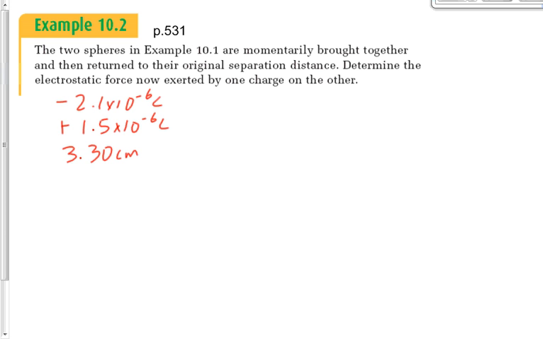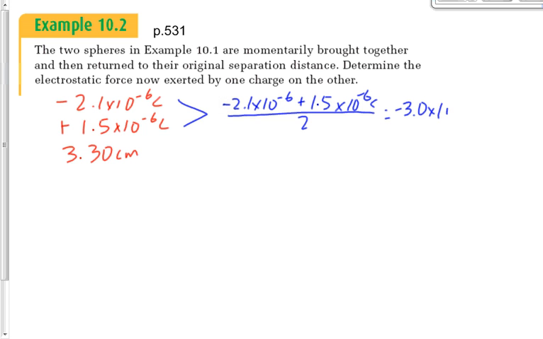So once these guys touch each other, what do they become? Well, we're going to say negative 2.1 times 10 to the minus 6 plus 1.5 times 10 to the minus 6, divided by 2. So they both become, what is that, negative 0.6, negative 0.3 times 10 to the minus 6, or negative 3.0 times 10 to the minus 7 coulombs. So now they're both negative 3.0 times 10 to the minus 7 coulombs, brought back to their original separation distance, 3.3 centimeters.